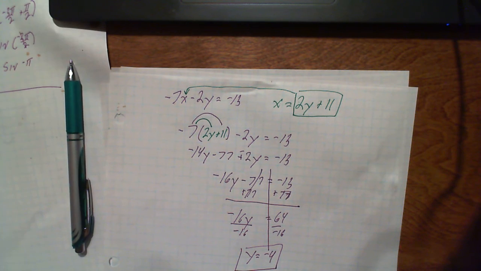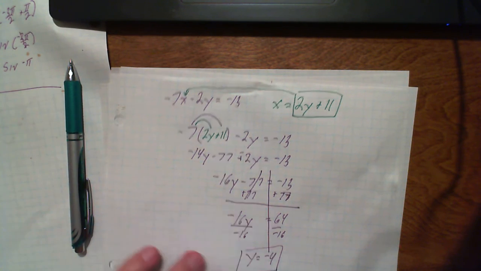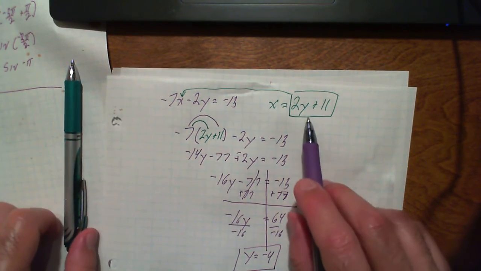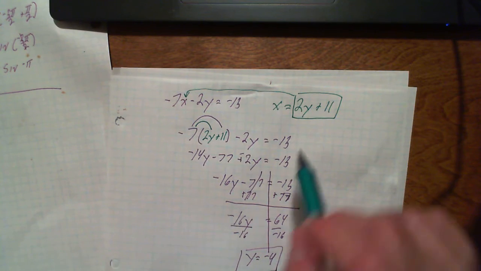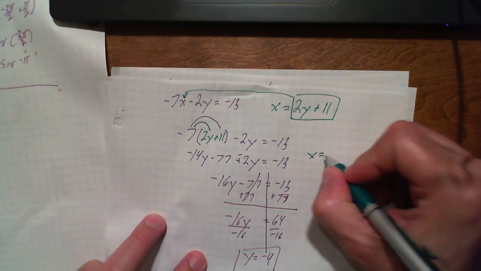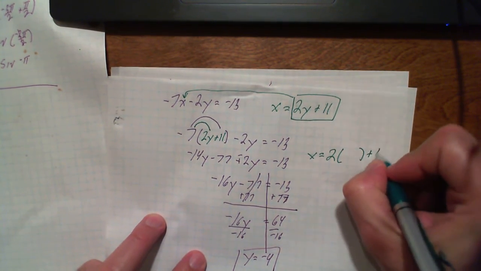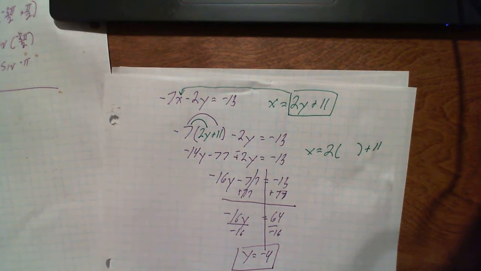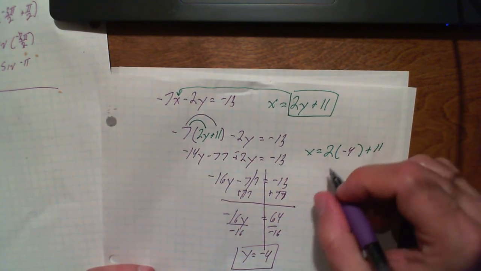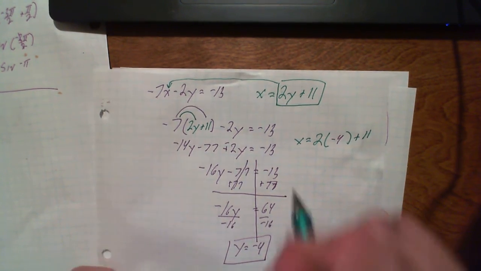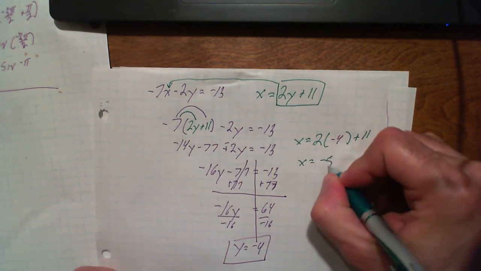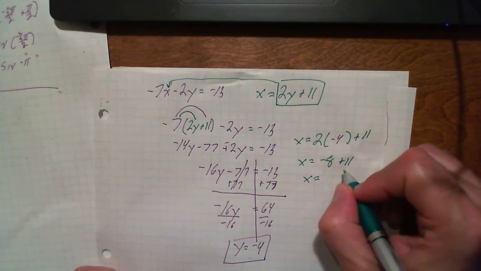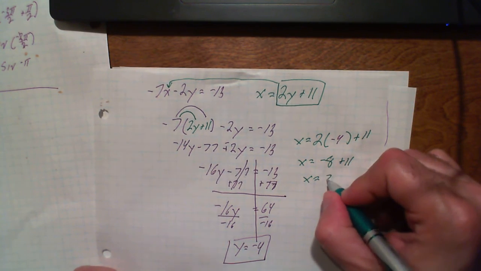Okay, now again, what do we have to do? We have to go ahead and solve for the x by plugging it into either one of these equations. I think this one will be a little bit easier, so let's do this one first. 2 instead of y plus 11, what does y equal? Negative 4. 2 times negative 4 is negative 8, plus 11. They're opposite, so we subtract, and we get 3.